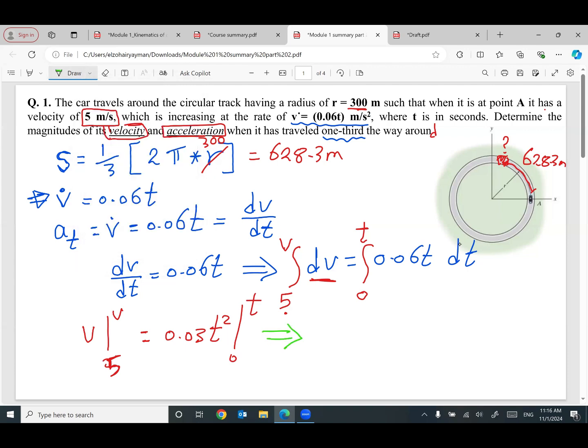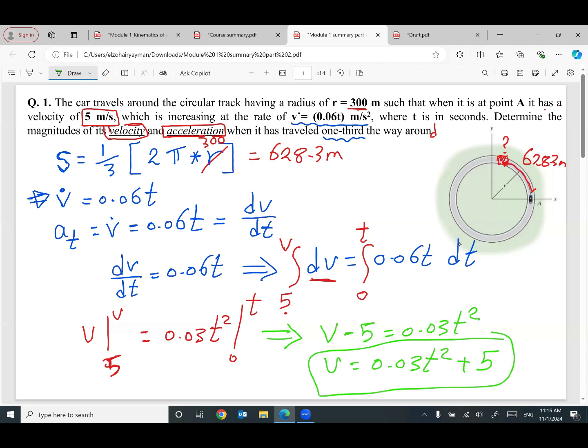You can simplify this expression. It will be v minus 5 equals 0.03 t square. So your final velocity will be 0.03 t square plus 5. So I found an equation as a function of time for the velocity. This is one of the requirements. We are looking for the velocity. Does that make sense?